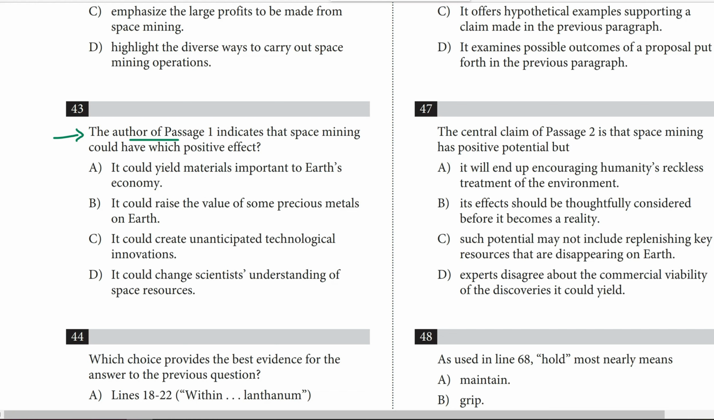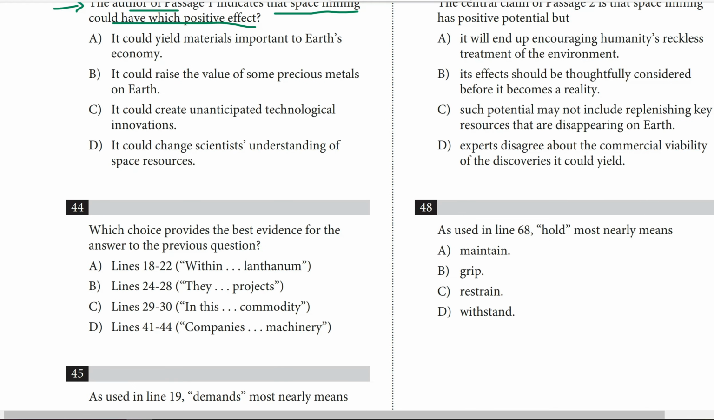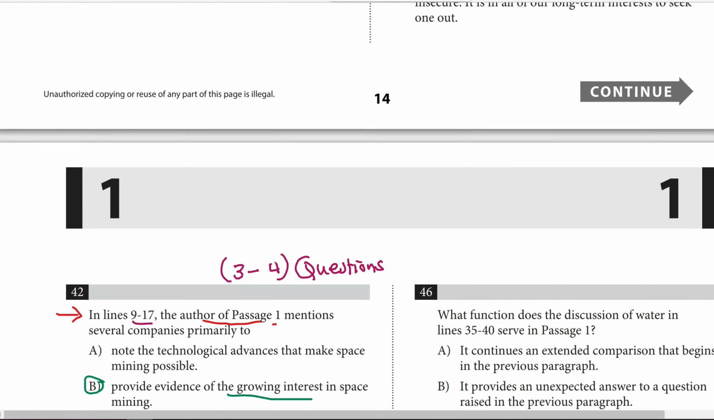The author of passage 1 indicates that space mining could have which positive effects? تاني, the author of passage 1 indicates that space mining could have which positive effect. لازم نبقى عارفين ان the author of passage 1 he was what? He was writing positively about what? About space mining. Read from 18 to 22 and give me an answer.